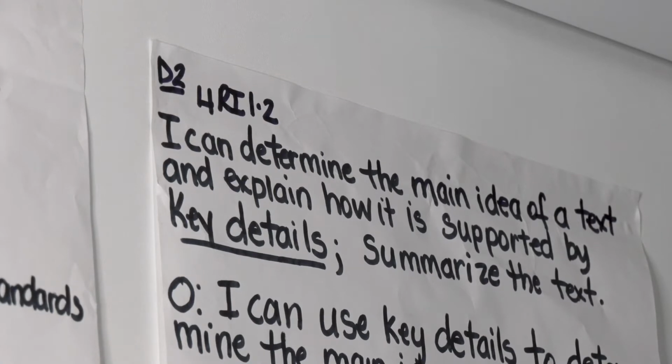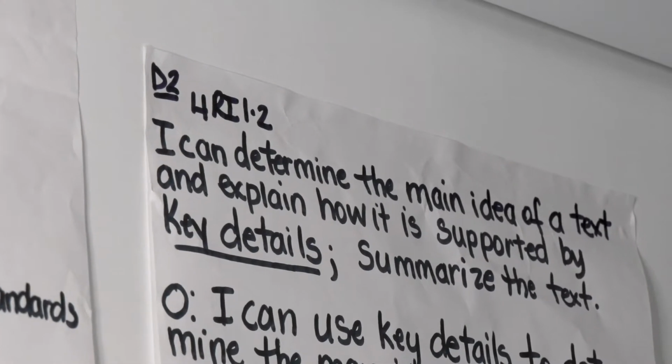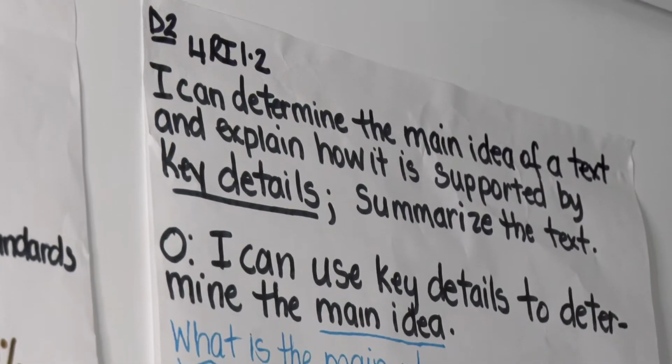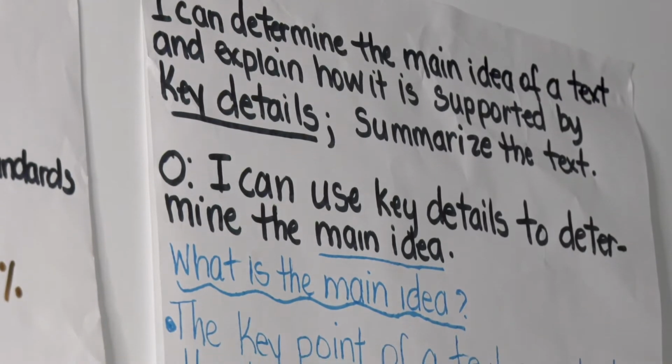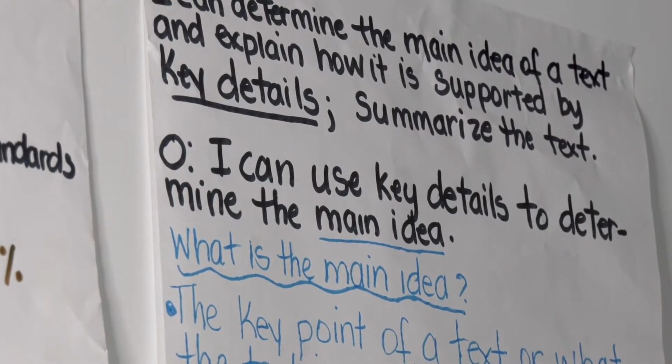But as we're reading about those factual texts, we're going to be learning different strategies to help us understand what the author's points are in those texts. Okay, so today, 1.2, I can determine the main idea of a text and explain how it is supported by key details. Then summarizing the text. Okay, objective. I can use key details to determine the main idea.